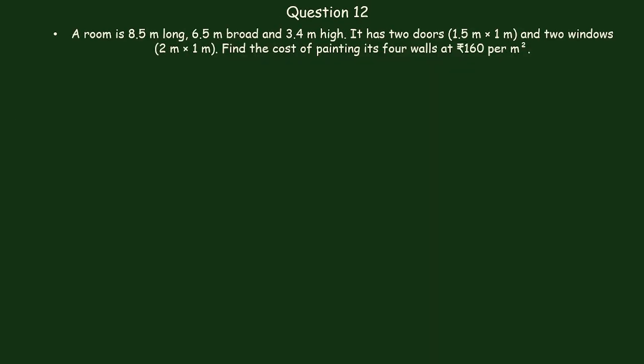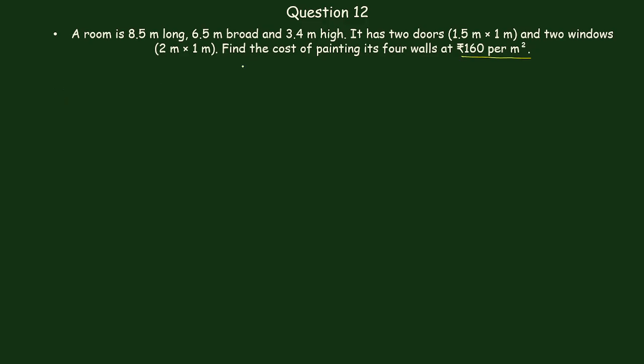The last question for today. A room is 8.5 meter long, 6.5 meter broad and 3.4 meter height. It has two doors and two windows. Okay. Find the cost of painting its four walls at 160 per meter square. So I'm not going to solve, but I'm going to give a hint.